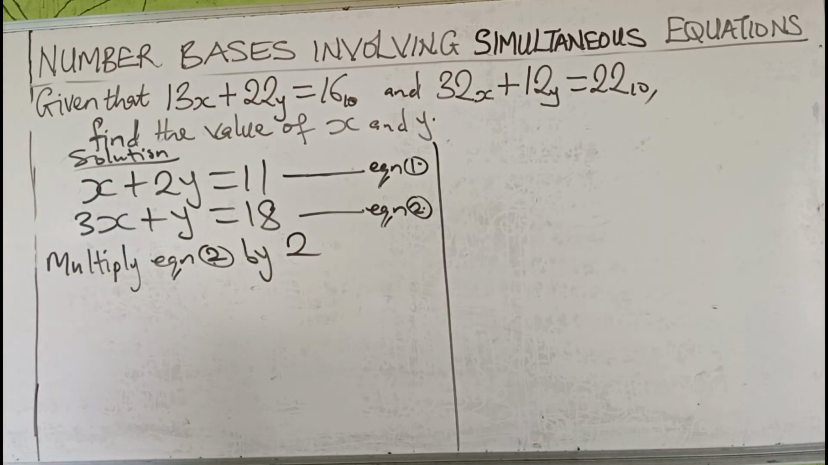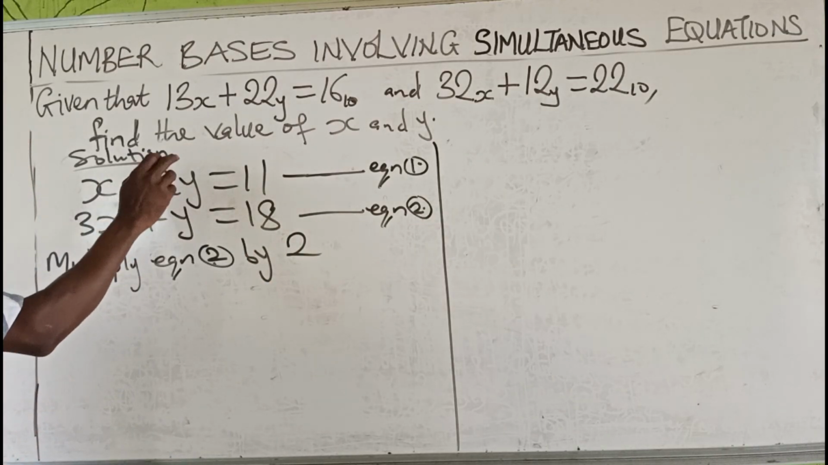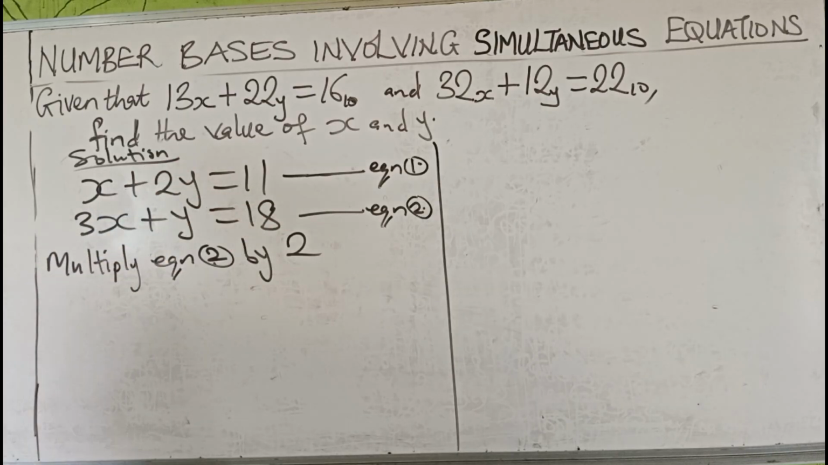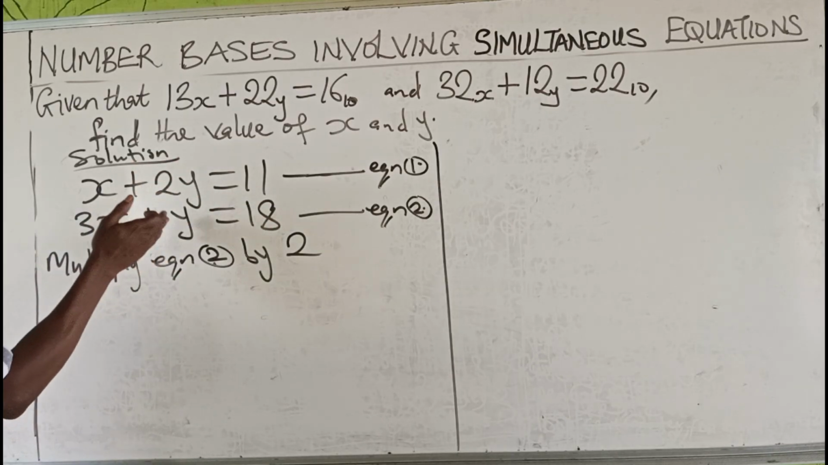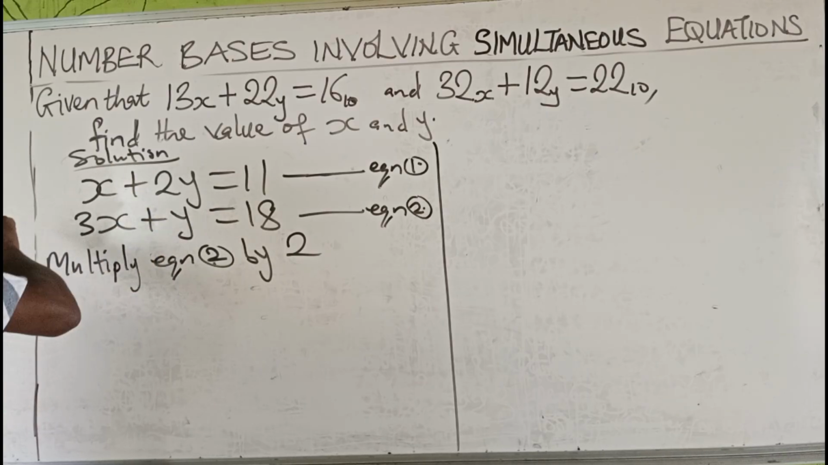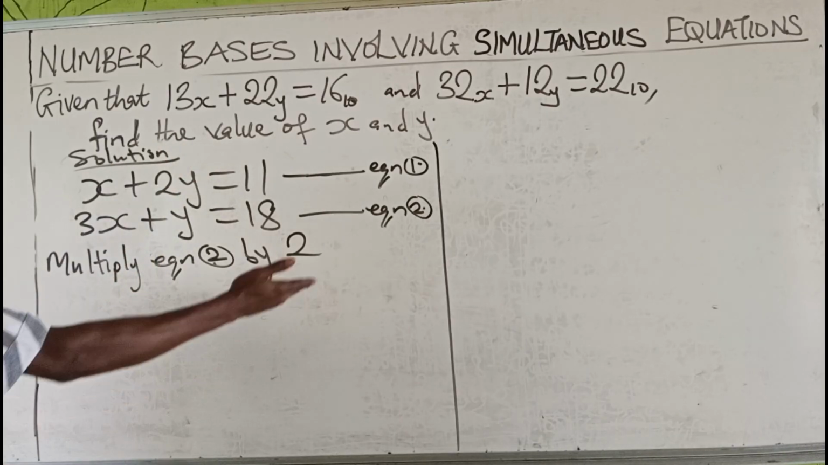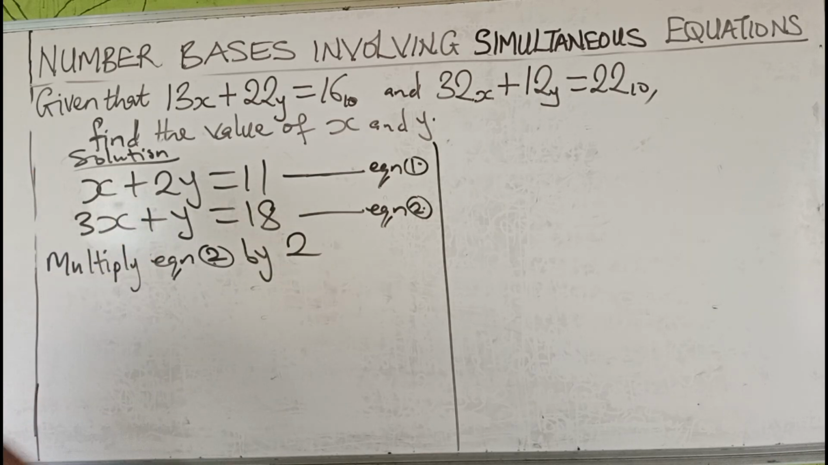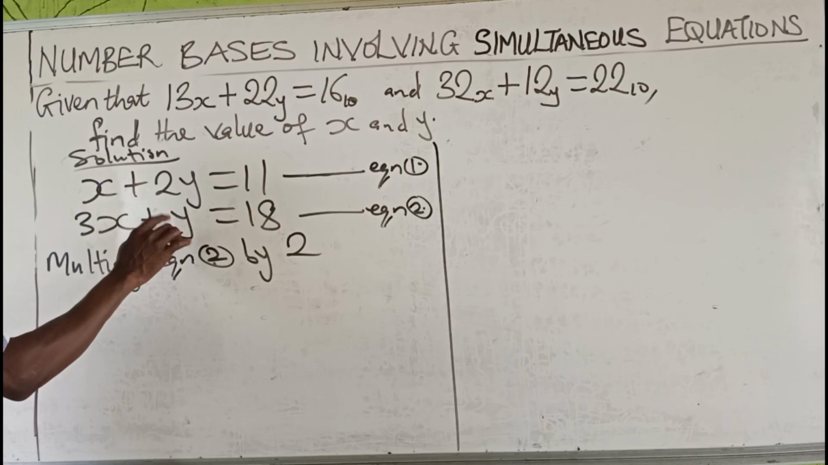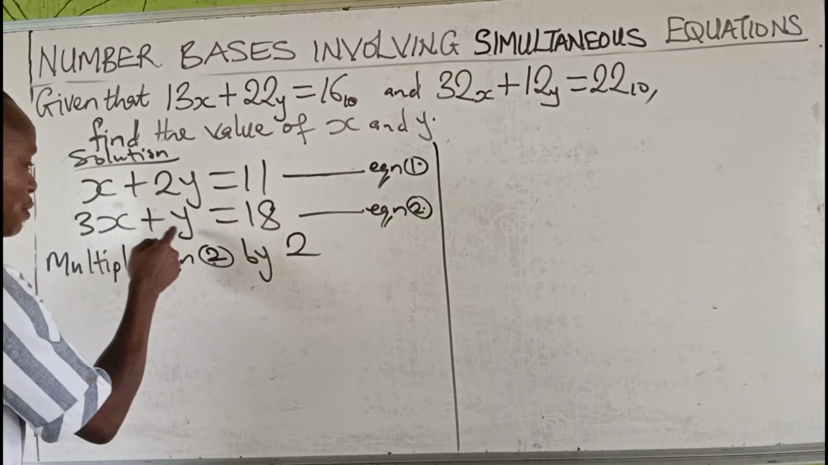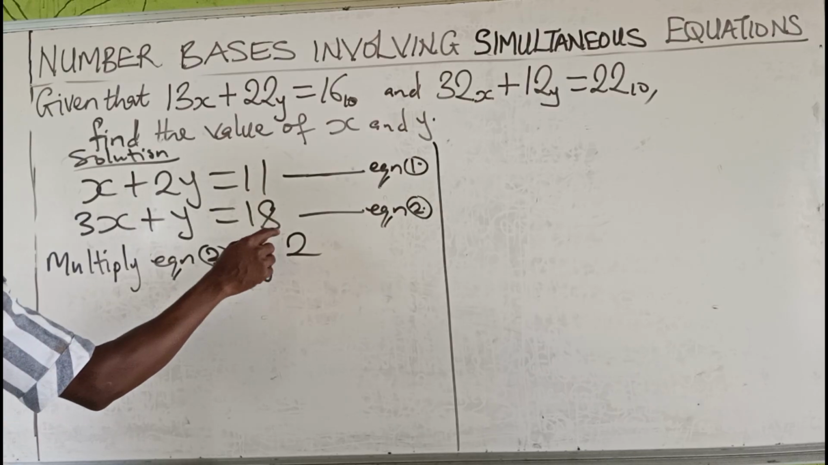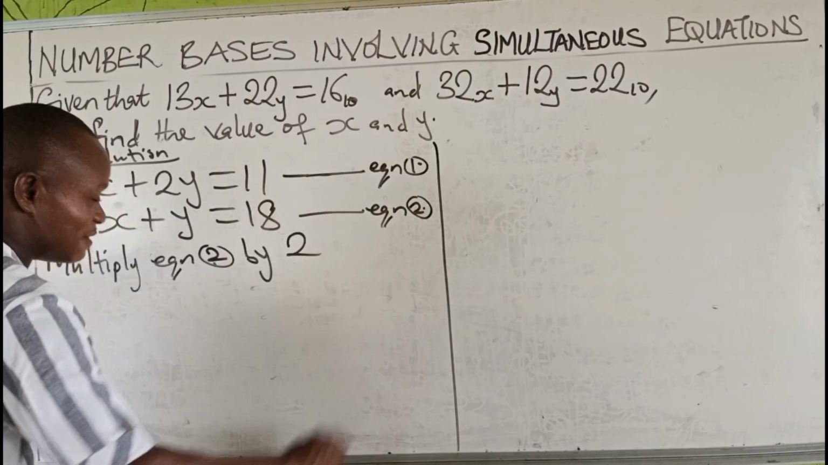Why am I multiplying it by 2? This is the coefficient of y in equation 1, so it should multiply everything in equation 2. The coefficient of y in equation 2 is 1. It's also expected to multiply everything in equation 1. But why I'm not writing it out is because 1 multiplied by anything will remain the same. But if it were to be a different number other than 1, I must also write it out. Maybe we have 7 here, I will say multiply equation 2 by 2 and equation 1 by 7.